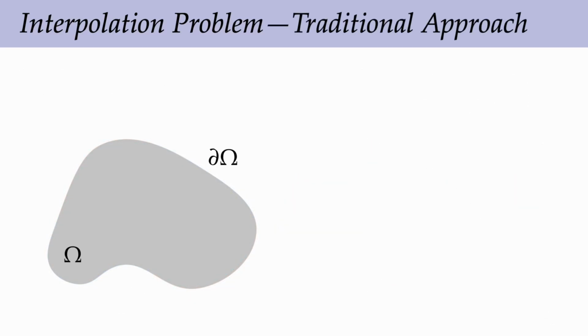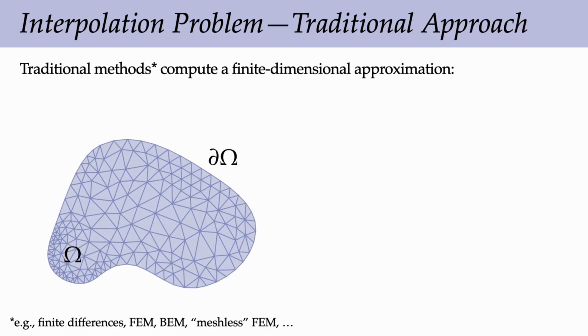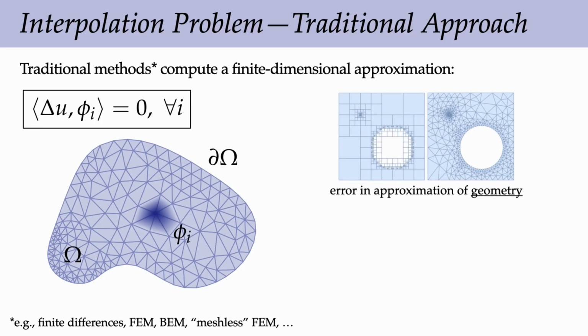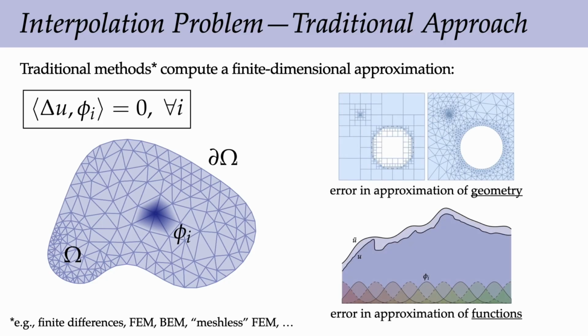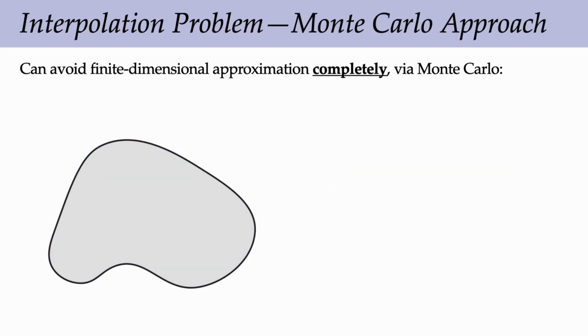Now, many of us have been trained, including myself, to think about solving this kind of problem using finite dimensional approximation. For instance, build a mesh of the domain which can be used to define basis functions, phi sub i, then compute a solution, a function u, that satisfies our Laplace equation in a weak sense. Of course, if you do this, you necessarily have error due to approximation of the geometry and also due to approximation of the underlying function space. But there is another way. We can actually avoid finite dimensional approximation completely by using Monte Carlo.